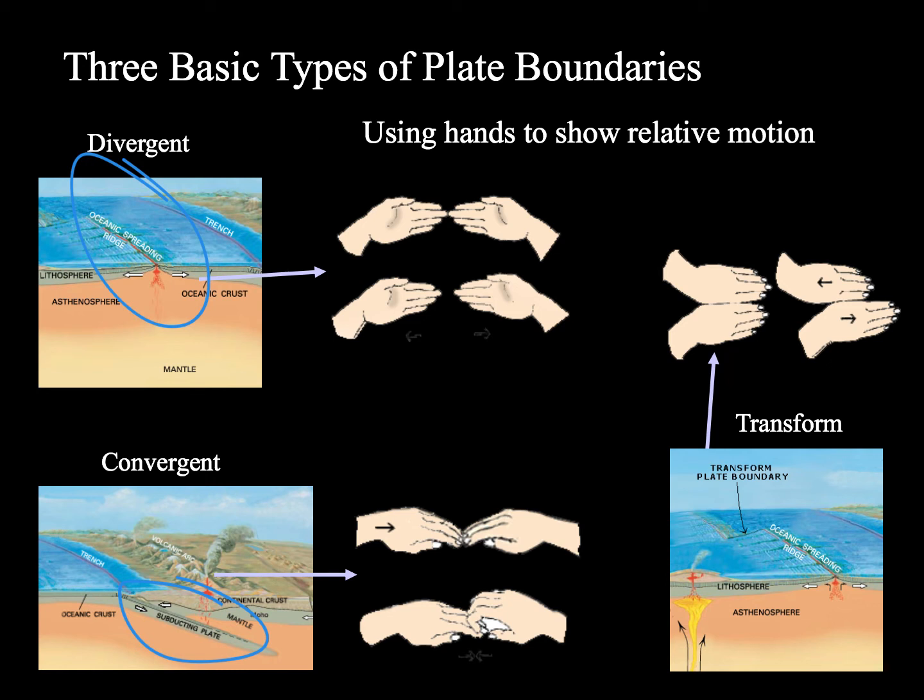Transform boundaries occur when two plates slide side by side. Earthquakes often occur at this type of boundary. You can see a fault line here has split the volcanic ridge. You can also see an island here formed at a volcanic hotspot. Sometimes chains of islands form from a single hotspot as the tectonic plate moves. The Hawaiian Islands were formed in this way.